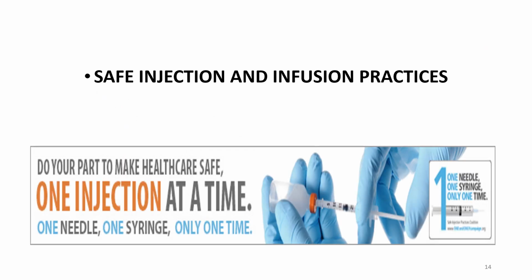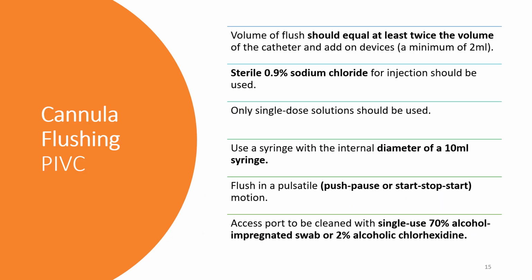Safe injection and infusion practices should be followed. One injection at a time, one needle, one syringe, only one time. The volume of flush should equal at least twice the volume of the catheter and add-on devices. 0.9% sodium chloride for injection should be used. Only single dose solution should be used. Use a 10 ml syringe. Flush in a pause, push or start motion. The access port is to be cleaned with a single use 70% alcohol or 2% alcohol swab.